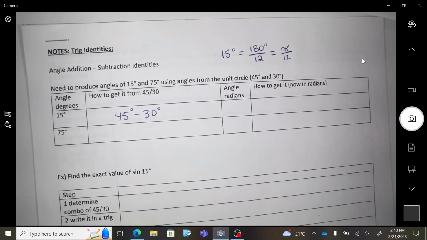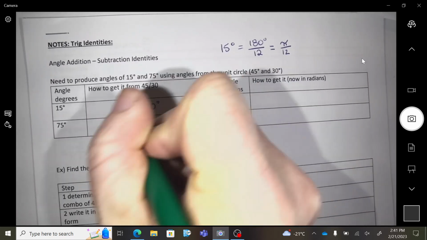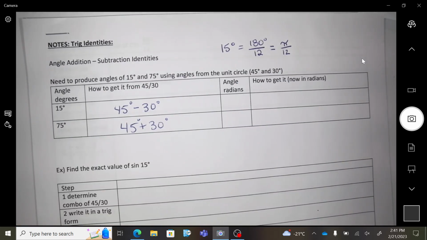Does 45 subtract 30 make you a 15? Yep. How could you get 75? Add. You could add them. I like these questions already. You could obviously make that into radians, but we're not going to.